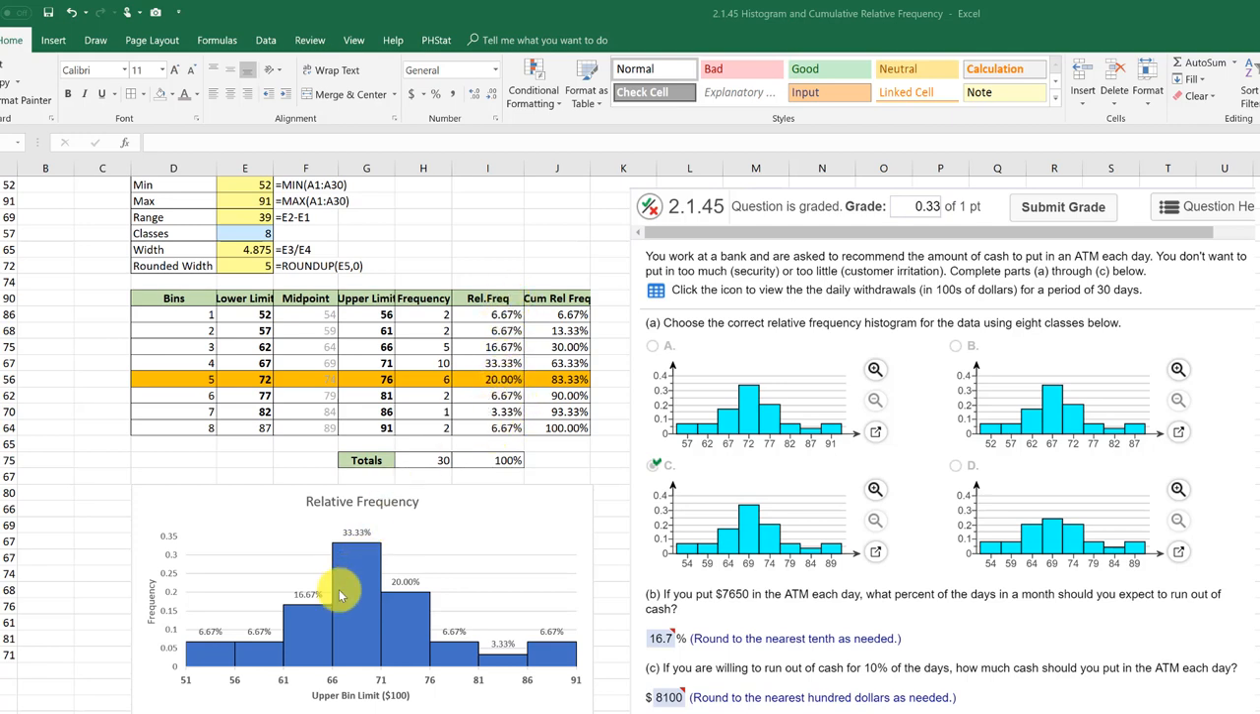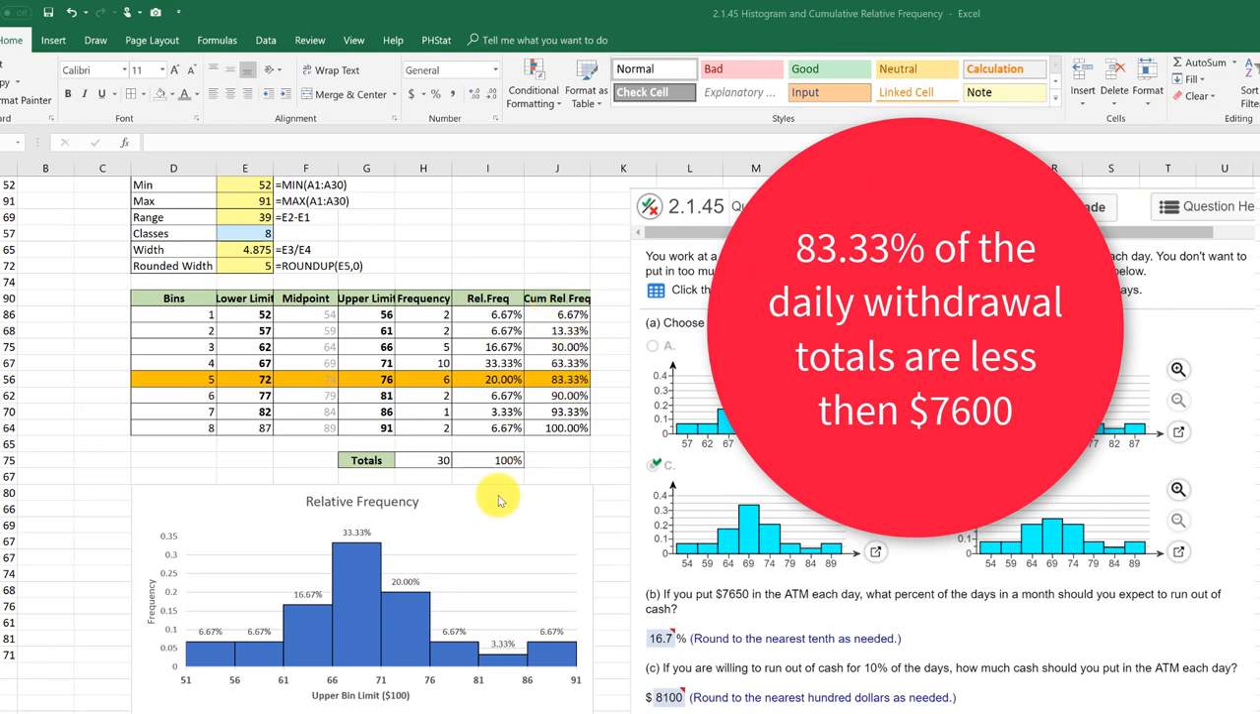And as you know, because we are always going to have 100% inside a histogram or a frequency distribution curve, we know that this totals to 100%. I added a column called cumulative relative frequency, and that's nothing more than adding up the frequencies in each bin as we go from left to right: 6.67 plus 6.67 plus 16.67 and so on until you get the total, which again equals 100%. You can see here in this orange row, the bin that has the upper limit of $7,600 has 83.33% of the data below it. That's from here down to there. That's 83.33% of the data occurring in those five bins.